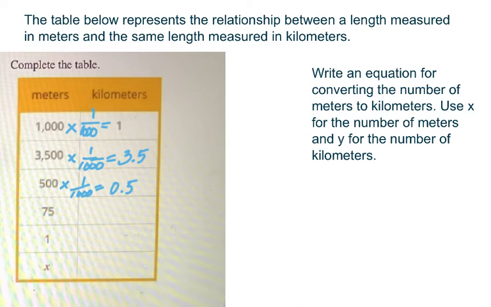Then we have 75 times 1/1000th. That gives me 0.075 or 75 1,000ths. 1 times 1,000 gives me 0.001 or 1/1000th.